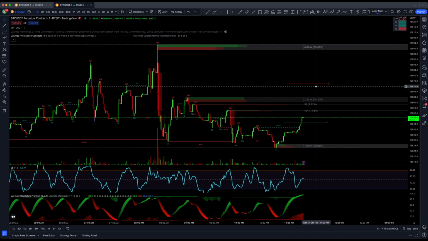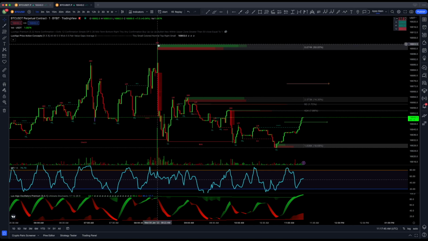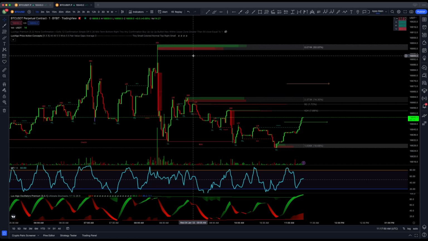For me, this doesn't turn bullish unless this breaks here. Realistically, it really only turns bullish when it comes and claims this spot.